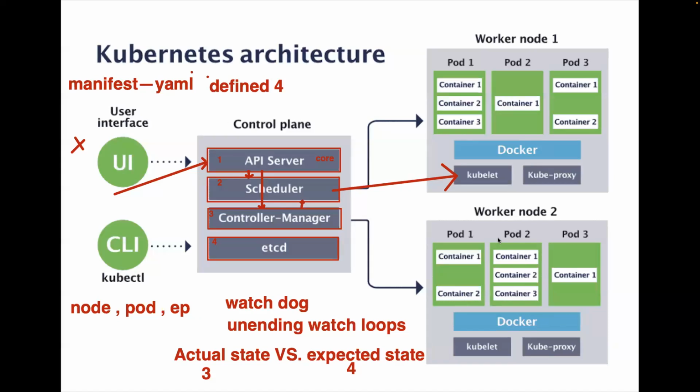Understood the flow? You will feed the input to the API server. The API server will validate the given input, and accordingly it will connect with the scheduler and controller manager, and it will get the information from the controller manager about the actual state and expected state, and accordingly the scheduler will start the pods on the worker nodes. Is this much clear, all of you? How those three components work? Any questions?